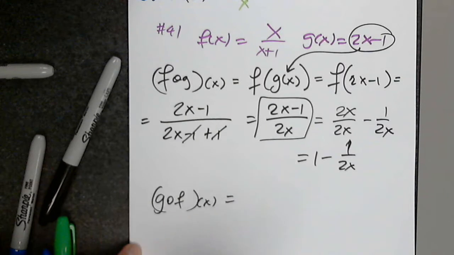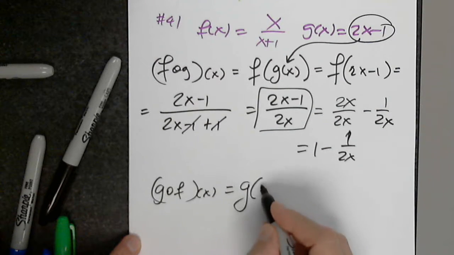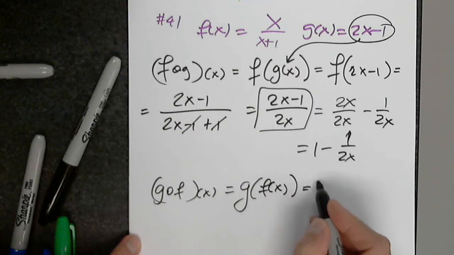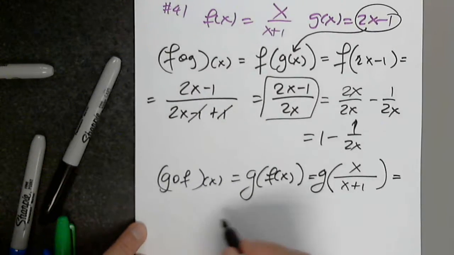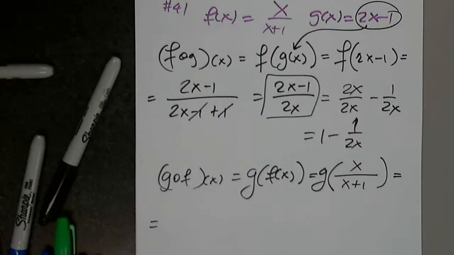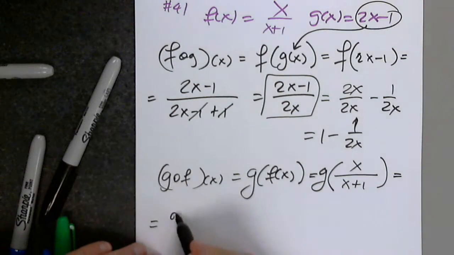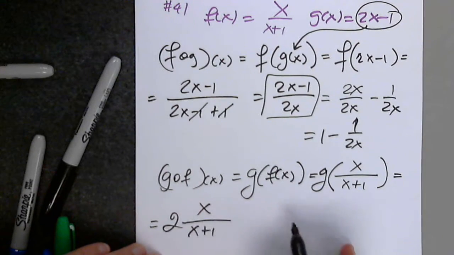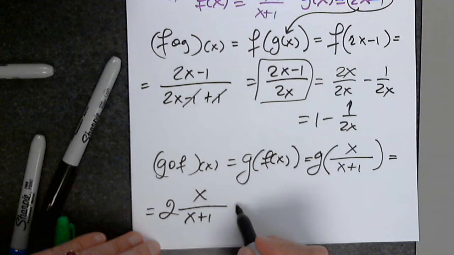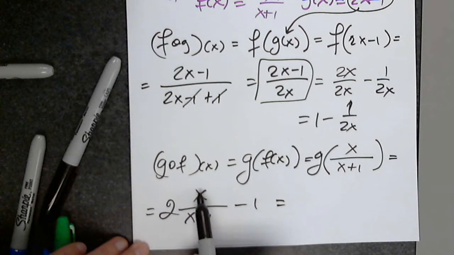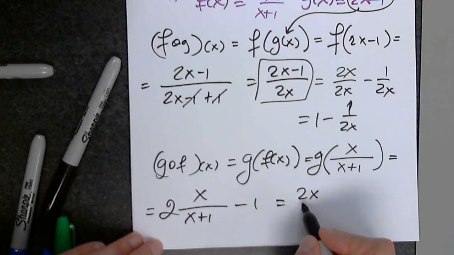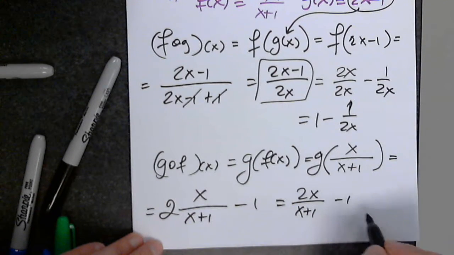So I have to write g of f of x first. Then I have g of x over x plus 1. Now I look at g. g tells me 2 times blah minus 1. 2 times x over x plus 1 minus 1. That's it. So this goes with the top because it's not in the denominator. So this becomes 2x over x plus 1 minus 1.